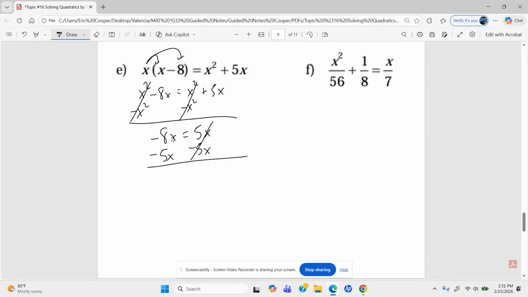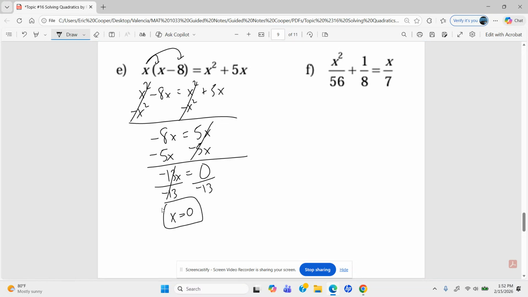Here that cancels. Negative 8x minus 5x is negative 13x. And here these canceled out, so I don't have anything. That is a 0. Negative 13x equals 0. I'll divide both sides by negative 13, and I get x equals 0.